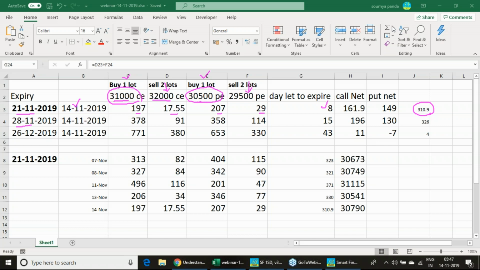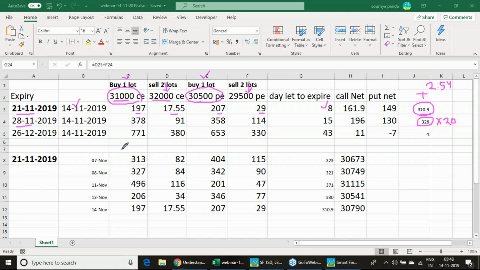If I initiate the 21st November expiry, I need to invest 310 rupees plus the applicable margin. What is the current rate? 2,54,000. Because once the SEBI rules are imposed, this is expected to fall. So if I take the 28th November expiry, I have to invest 326, multiplied by 20. So this much money I have to invest.